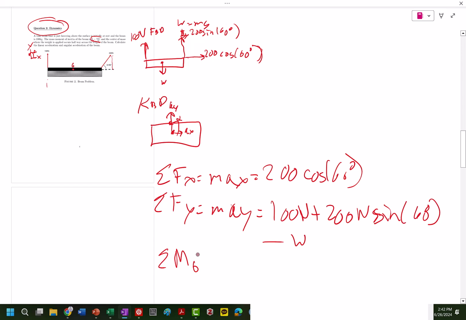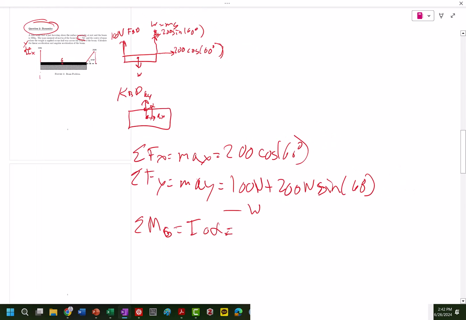How should we approach this? I'm going to take the moments about G, which is just going to be our I alpha. The moments about G are going to be equal to our inertial moments, which is just IG alpha, which must be equal to all the moments from the forces. So we can go ahead and solve for those.